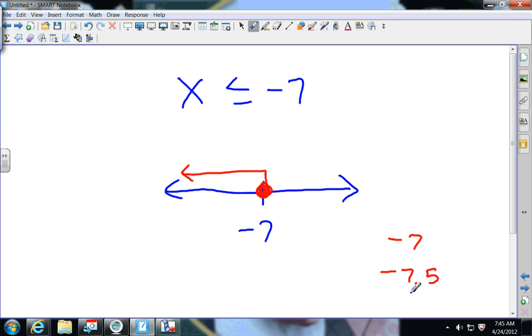Okay. I'm going to make a suggestion to you. A lot of times, where would 0 go on this number line? To the left or to the right? Okay, so 0's over here to the right. Now let's think about this. It goes -1, 2, 3, 4, 5, 6, 7, 8. So guess where -7.5 is?